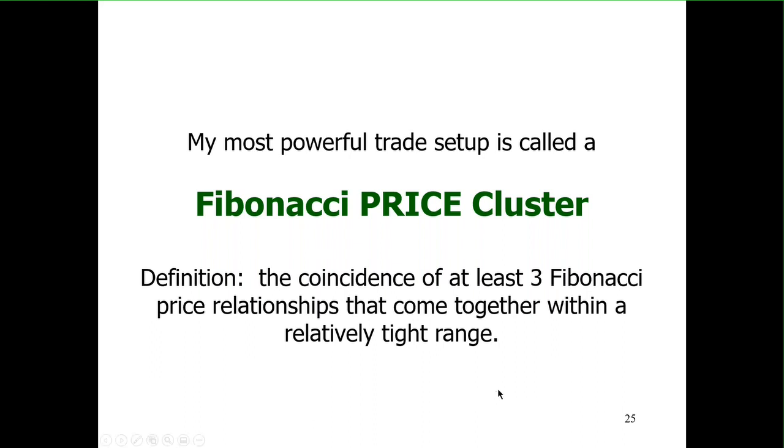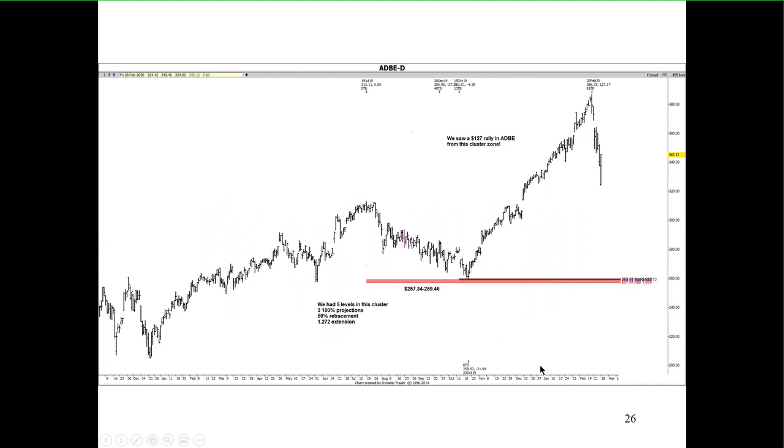Definition is the coincidence of at least 3 Fibonacci price relationships that come together within a relatively tight range. Again, this was a really good example of a relatively tight range and where these levels all came together in Adobe.